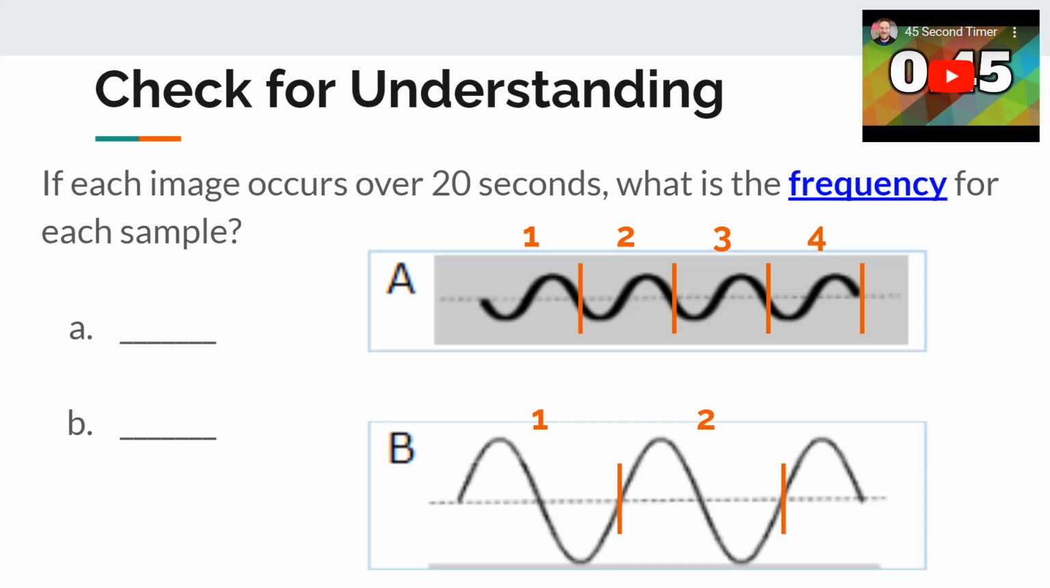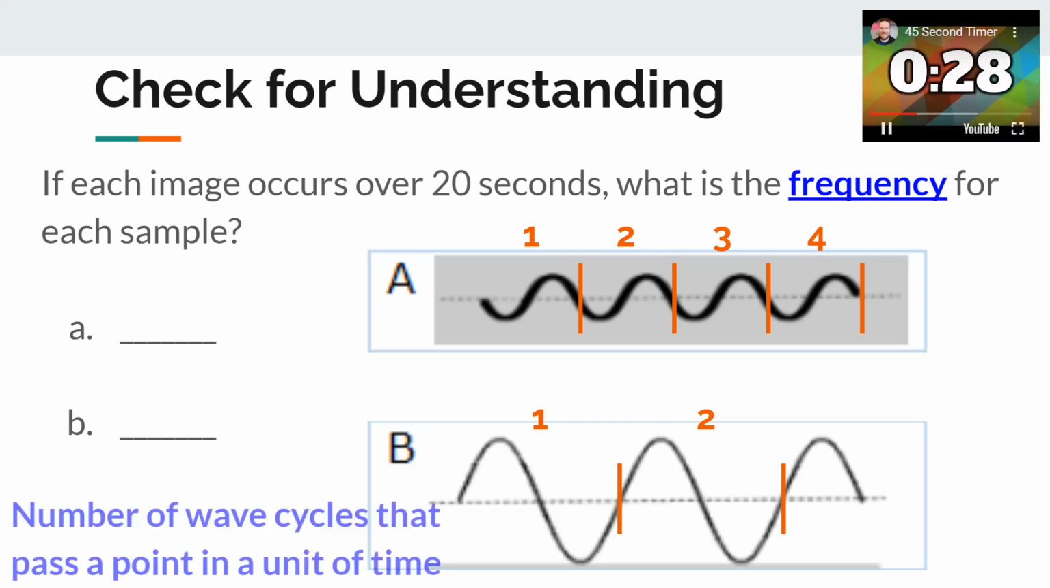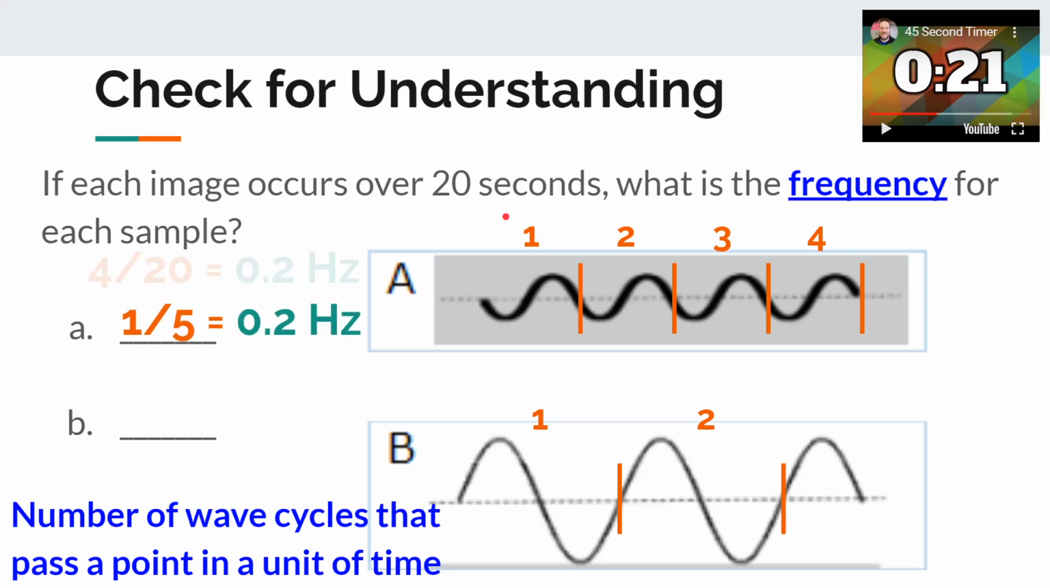Frequency, guys, is inversely proportional to period. So we already found the period. We could just do 1 over 5 or 1 over 8 to get the answer. Alternatively, you could go back to the definition. Frequency is the number of wave cycles per unit time. We already know how many waves there are, so we can just divide in the opposite order. You could do 1 over 5 or 4 over 20. Either way, you're going to get 0.2 hertz for the first image.